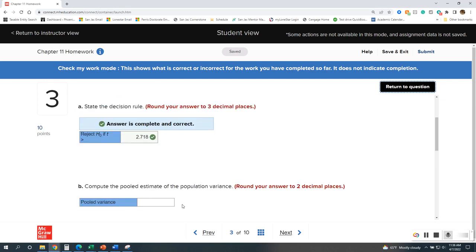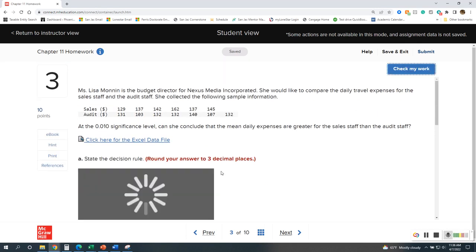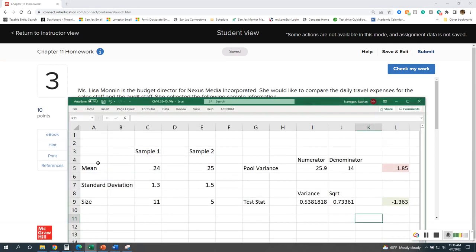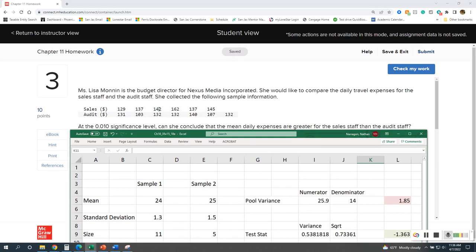Alright, so now we got to compute the pooled variance. Problem is, we have Excel data that we have to deal with. And our Excel currently will only show the pooled variance if we have the mean, standard deviation, and size. Now, we do have the sizes. So we have 6 for sample 1, and we had 7 for our sample size 2, which is our auditing. Now we got to compute these two.